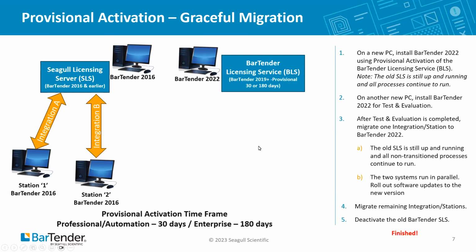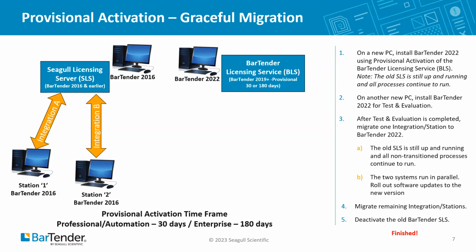Now, on a new PC, you're going to want to install the BarTender licensing server on a brand new installation of this. We're going to note that the old SLS is going to still be up and running, and all the processes are going to continue to run on the old system. There will be no interruption at that point.